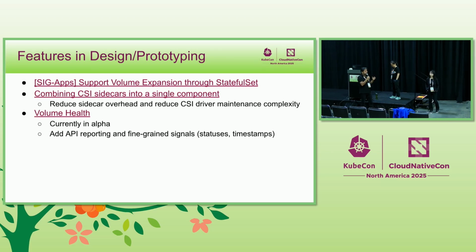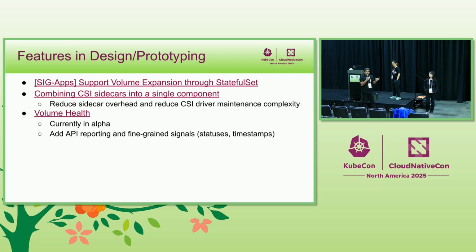So the current implementation, which has been alpha for a while, is just in the form of metrics and events. The problem is events are ephemeral, and the metrics, the way they've been designed, when we talk to some of those storage providers, they don't find them actionable. So we are trying to provide unified health that is associated with the PVC, so that a user knows this PVC is having this problem, and that information doesn't go away.